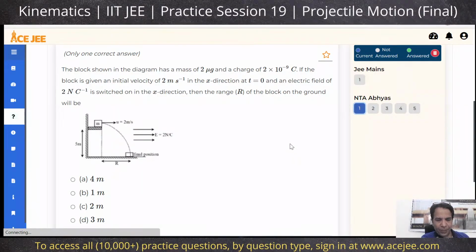Once you have that time, then you can do your equation for x, that will be u_x t plus half a t square. The force is in the direction of the motion, so it has a positive acceleration. So its speed will increase. Is that clear, beta? Yes. Yes, sir.